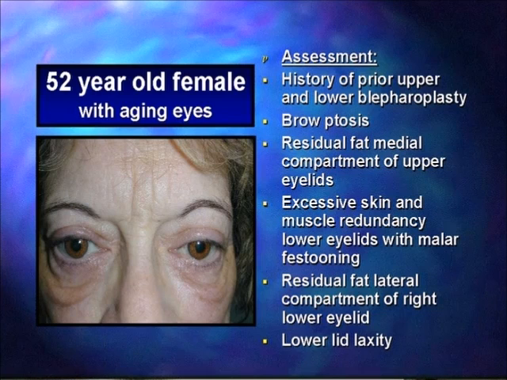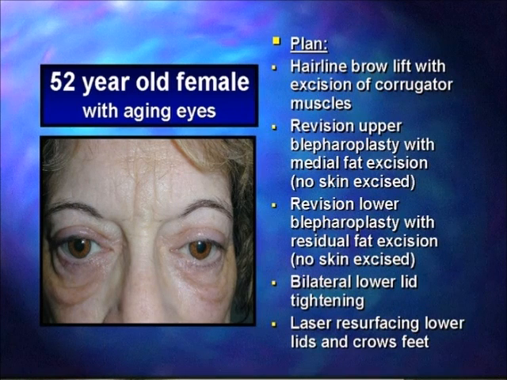So again, my plan was something more comprehensive: a hairline brow lift, revision blepharoplasty to excise the residual fat in the medial compartments. I did not excise any skin from her upper or lower eyelid. I did excise some fat from the lateral compartment of the lower eyelid, and I performed a bilateral tarsal strip lid shortening procedure in an attempt to stabilize the lower lid margin so that I could do a very aggressive resurfacing. If I were to resurface her lower eyelids without tightening it, she for sure would have had lower lid retraction. I'm going to walk you through her recovery period.